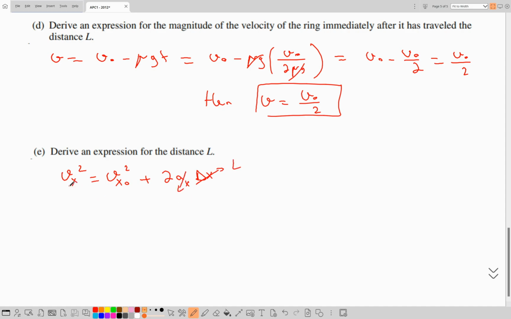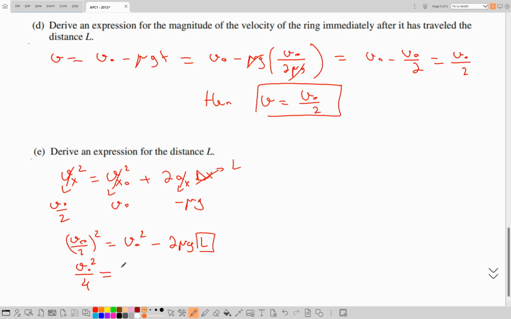For a_x, it's important to note again that these are vector quantities. They should be replaced with a positive or minus sign. That would be minus mu g. The initial velocity is V0, and the final velocity is V0 divided by 2. Now we can do the replacement. That would be V0 divided by 2 to the power of 2, which is equal to V0 squared minus 2 mu g L, and we're interested in determining L. So V0 squared divided by 4 is equal to V0 squared minus 2 mu g L.